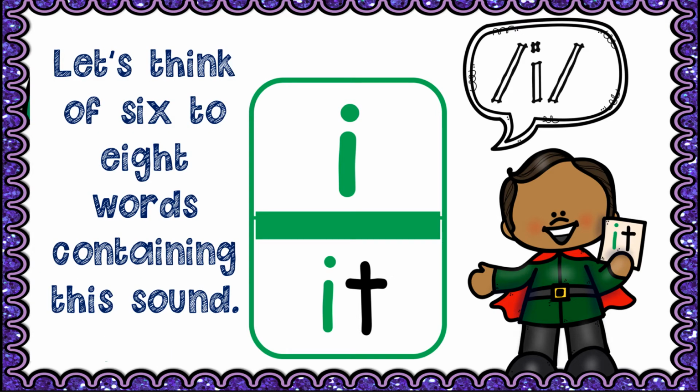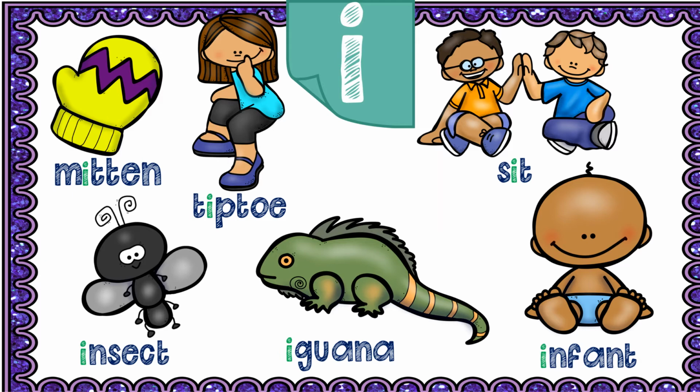Now think of about 6 words. So pause the video and tell someone at home 6 to 8 words that contain the I sound, the short I. Do that and then come back. Now let's look at some examples that we came up with. Mitten, tiptoe, insect, iguana, infant, sit.